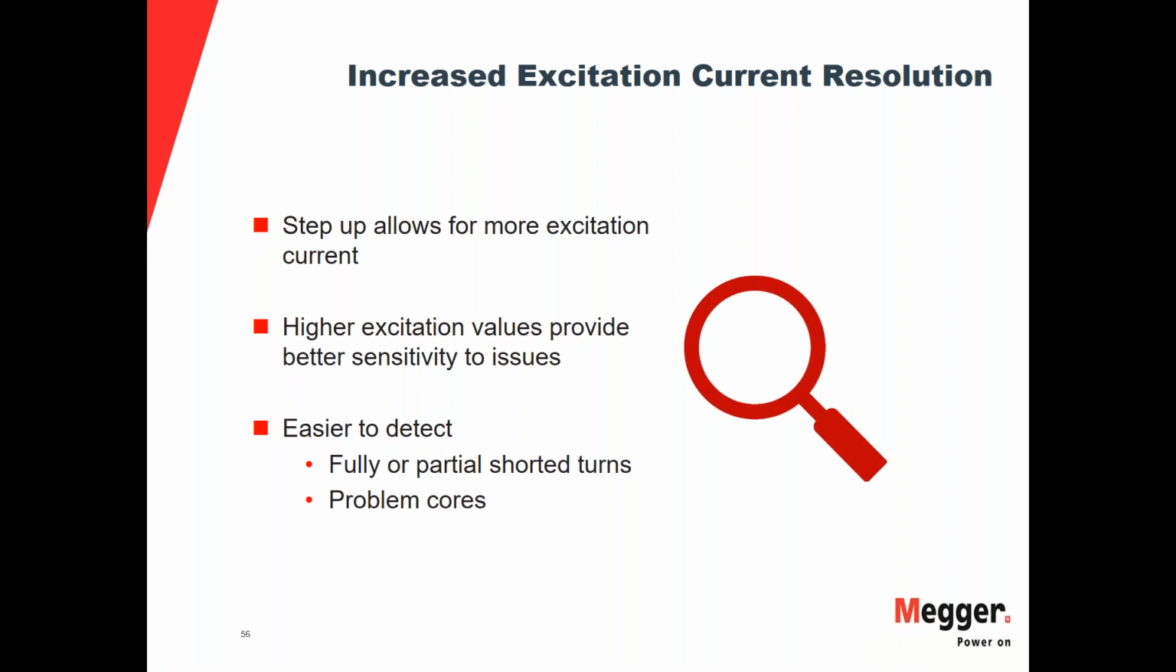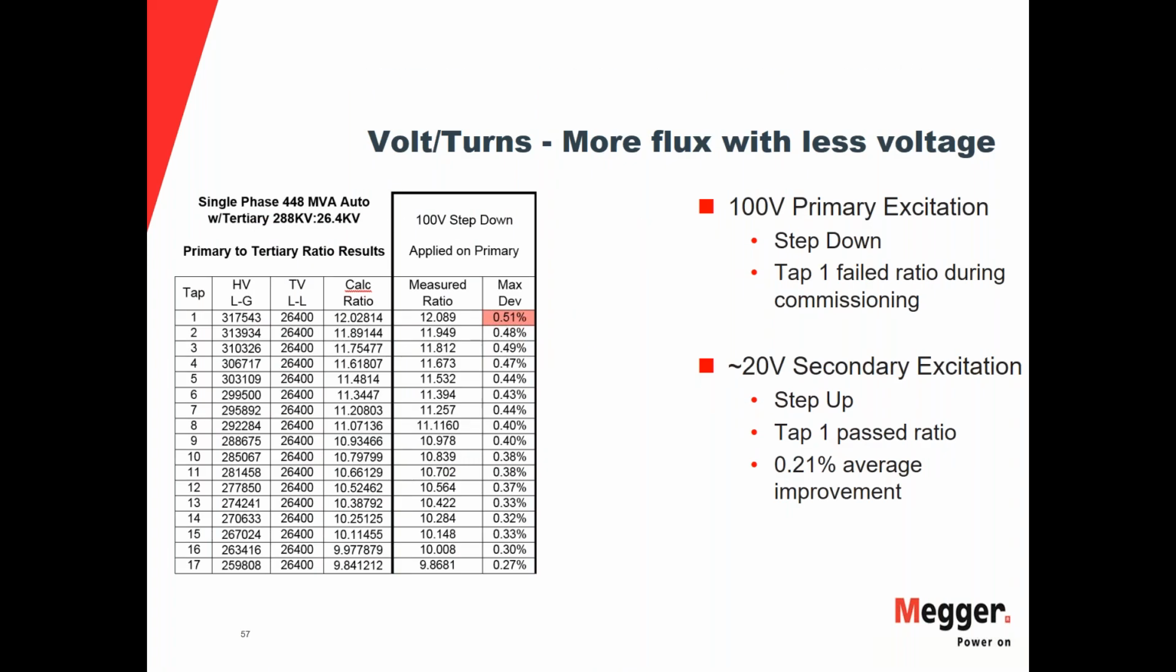So easier to detect. Again, we can easily detect full or partial shorted turns. And again, on the core problem, we can see that if we're trending and our excitation current goes way up or way down, depending on our configuration and depending on our results, we can then use further diagnostic tools to find out, okay, did something happen? Was there a through fault? Did something shift, something move? So we talk about more flux with less voltage because we're doing it on the low voltage side, stepping up to the high voltage side.